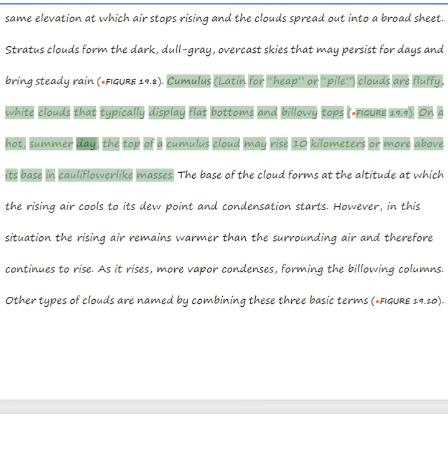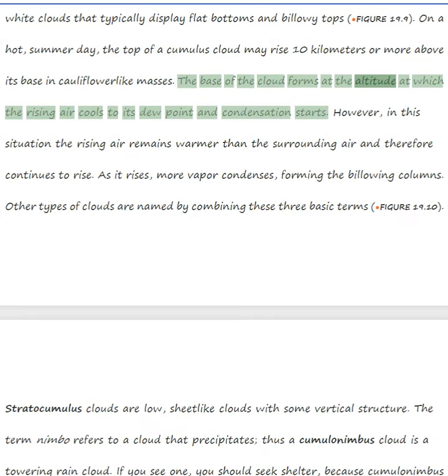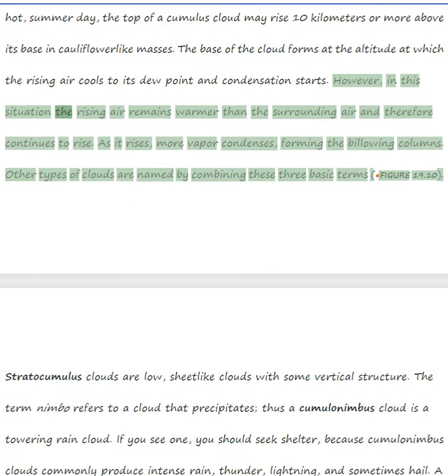On a hot, summer day, the top of a cumulus cloud may rise 10 kilometers or more above its base in cauliflower-like masses. The base of the cloud forms at the altitude at which the rising air cools to its dew point and condensation starts. However, in this situation the rising air remains warmer than the surrounding air and therefore continues to rise. As it rises, more vapor condenses, forming the billowing columns.